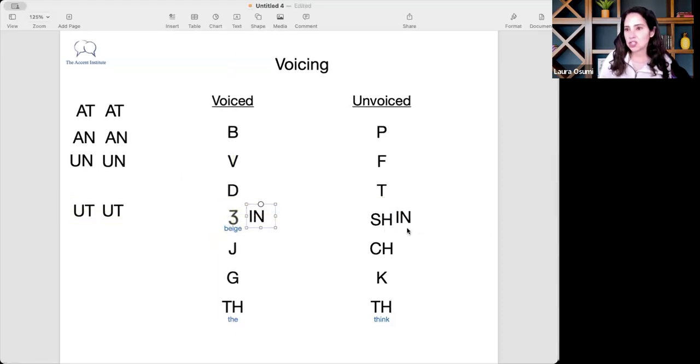So we'll do shin, shin. I'm using my breath before I go into my vowel, before I turn on my voice for my vowel. And then jin, which is not a word, but I'm just giving you that minimal pair. Jin, shin. We find it in beige. We find it in garage. We find it in Asian. Okay.